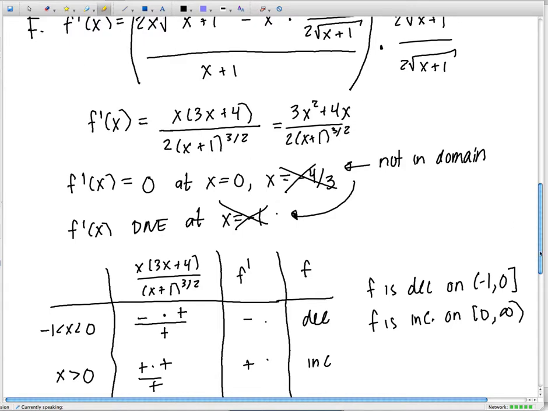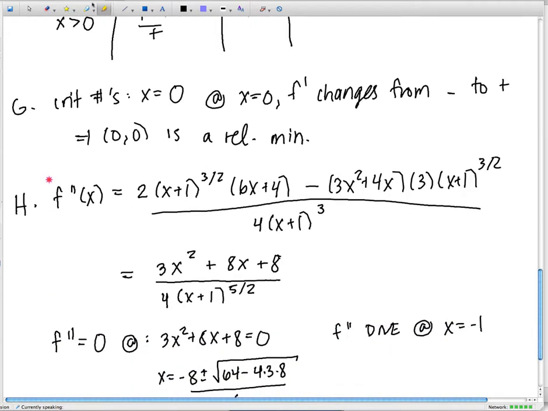And now when we take our derivative, of course, we get the derivative of the top, which is 6x plus 4, times the bottom, minus the top times the derivative of the bottom. And we get, sorry, of course, this should be times 3 times (x plus 1) to the 1 half, sorry about that, all over 4 times (x plus 1) cubed. Again, go ahead and do your algebraic simplification, and you will see this becomes (3x squared plus 8x plus 8) all over 4 times (x plus 1) to the 5 halves.